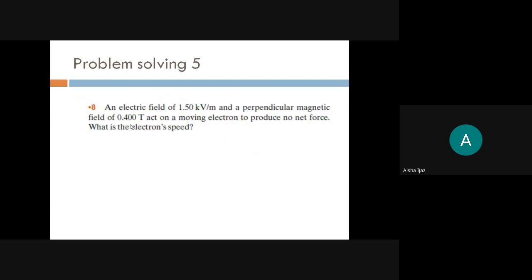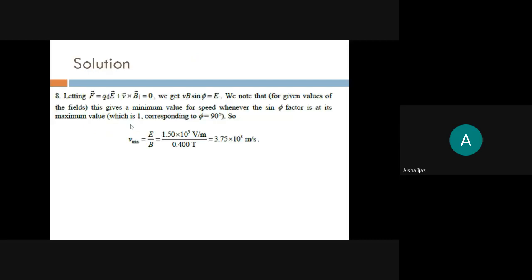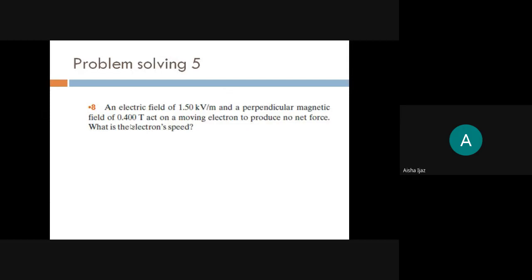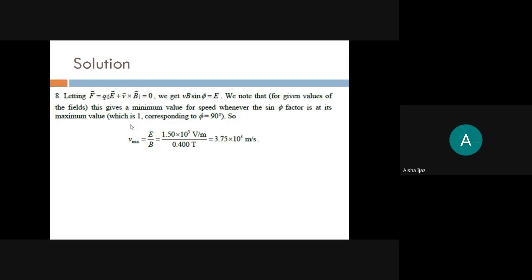Friends, this is problem number 8. An electric field of 1.5 kV per meter and a perpendicular magnetic field of 0.4 Tesla act on a moving electron to produce no net force. It means the net sum of the forces is zero. What is the electron speed? No net force means both fields are present here. F equal to QE plus QV cross B. If this is zero, that's the equilibrium condition. You will have just simply E equal to VB.